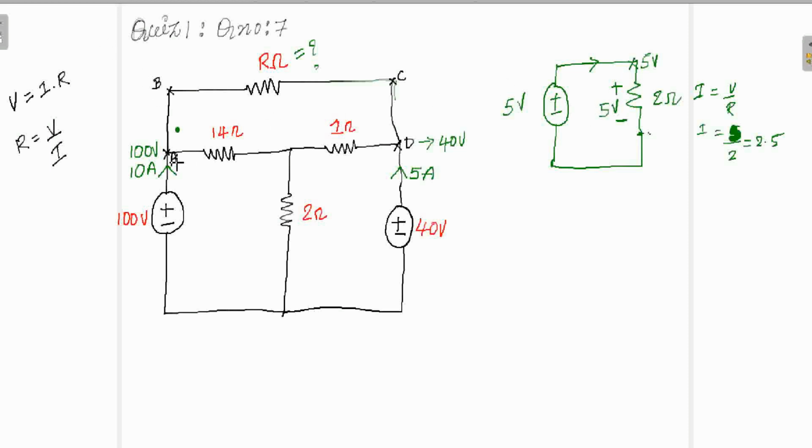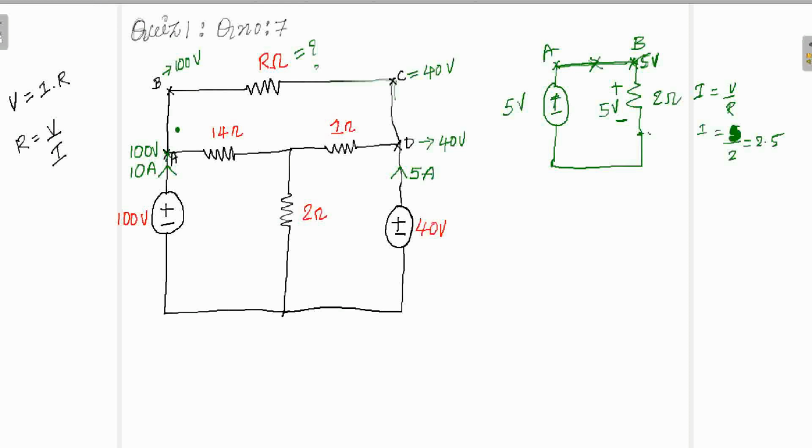Similar to that, here at this point the potential becomes 100 volts. At this point the potential becomes 40 volts. And between we are having this plus 5. Let us say this is a point A, this is a point B. Between A and B there is no element, so it is like a short circuit. So 0 voltage drop. The same 100 volts potential appears at B, the same 40 volts potential appears at the other point.